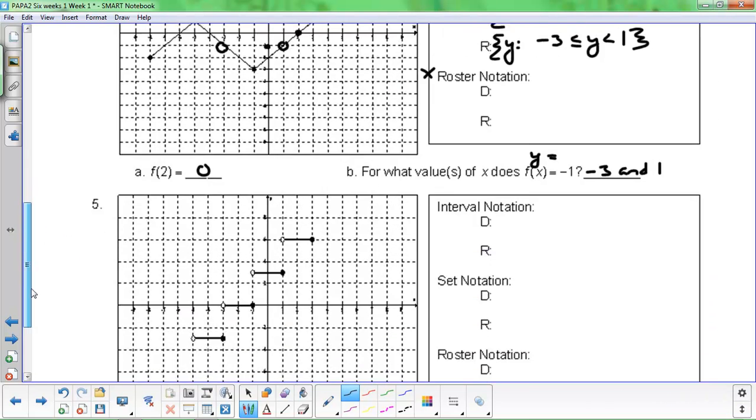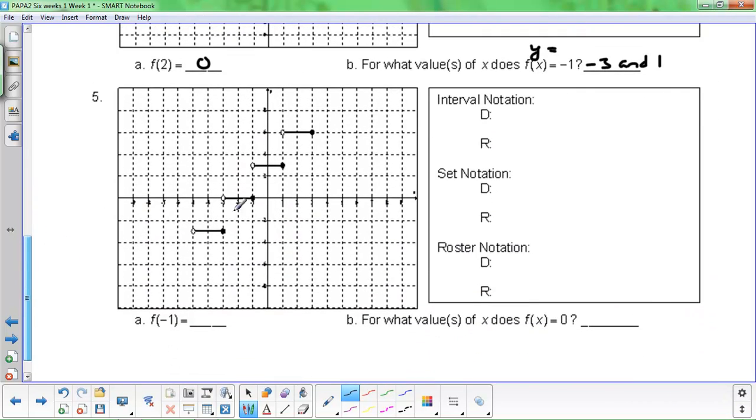Finally, example number 5, interval notation. You'll begin at the left, which is at -5, and you will continue all the way to the right, which is at +3.